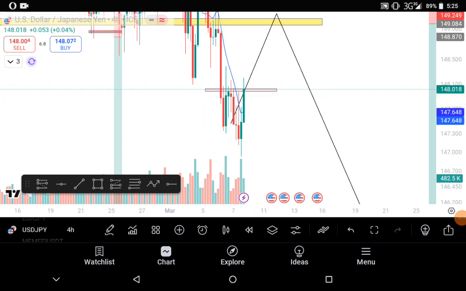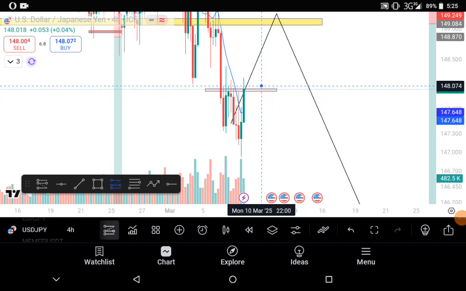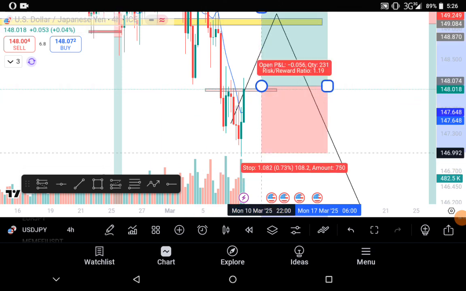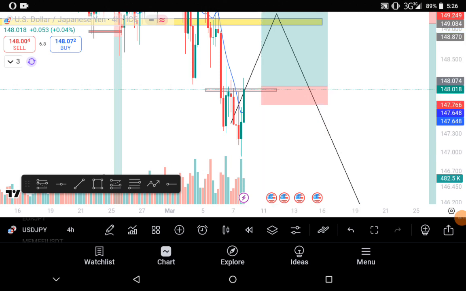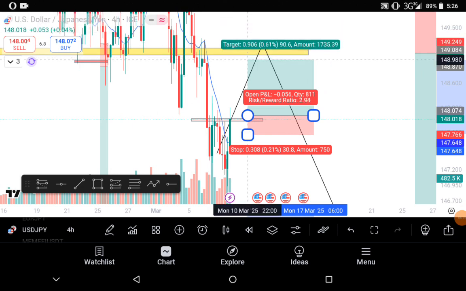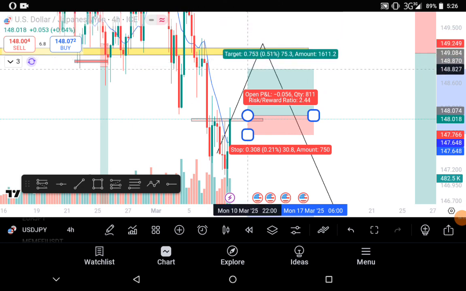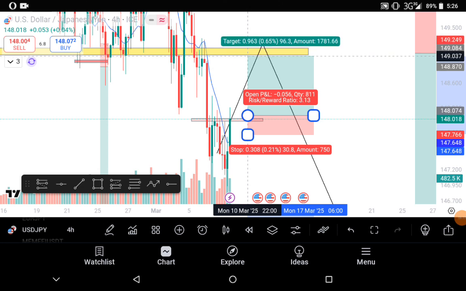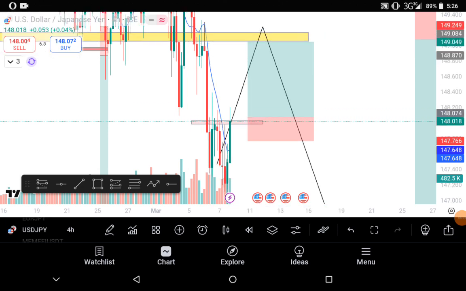Now we should see price buy. If price should trade above this zone I marked here, then we should see price at least buy all the way to this yellow zone here, maybe around here. I'll take it as TP1, but maybe around here. So that is if price should trade above there.